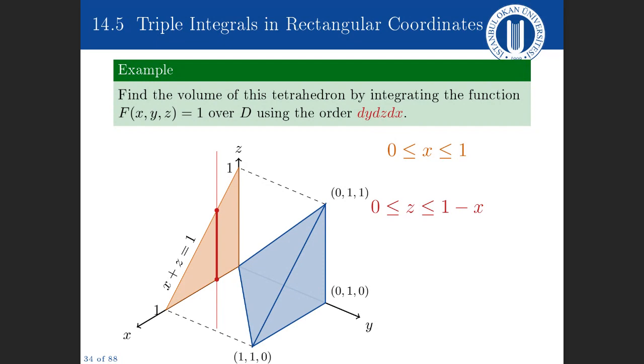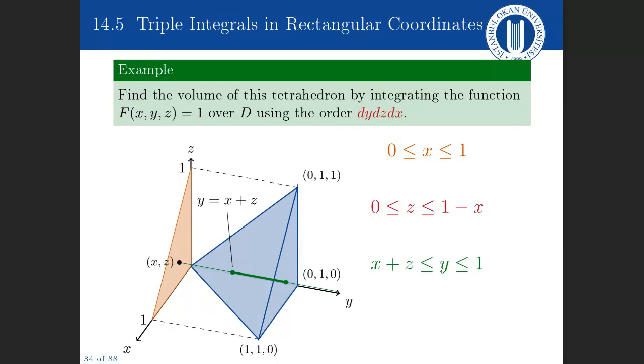And then we need to find the y limits inside the tetrahedron. Again, I'm going to rotate this a little bit. This green line enters the tetrahedron when y is equal to x plus z, and it exits the tetrahedron when y is equal to 1.